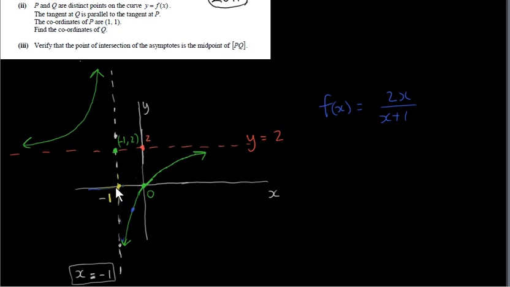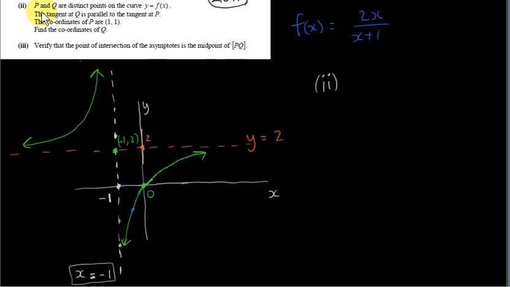As x approaches -1 from the other side, we have a different situation. If we take numbers that are slightly less than -1, suppose we work out f at -1.001, that's a number to the left of -1, we will get a very large positive result. This would actually give us a value that is approximately +2000. So we get a very large positive number. And as x gets closer and closer to -1, f of x is heading off towards +infinity.